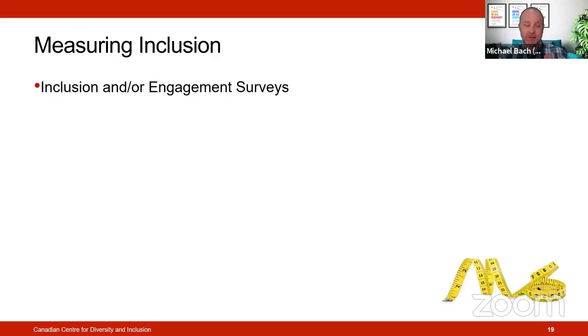So you cross-segment the data. As an example, let's say I asked the question, I feel valued at work, and I got an 80% score. So 80% of participants said agree or strongly agree. That's great, right? You think, oh, wow, from a survey perspective, that's a good number.